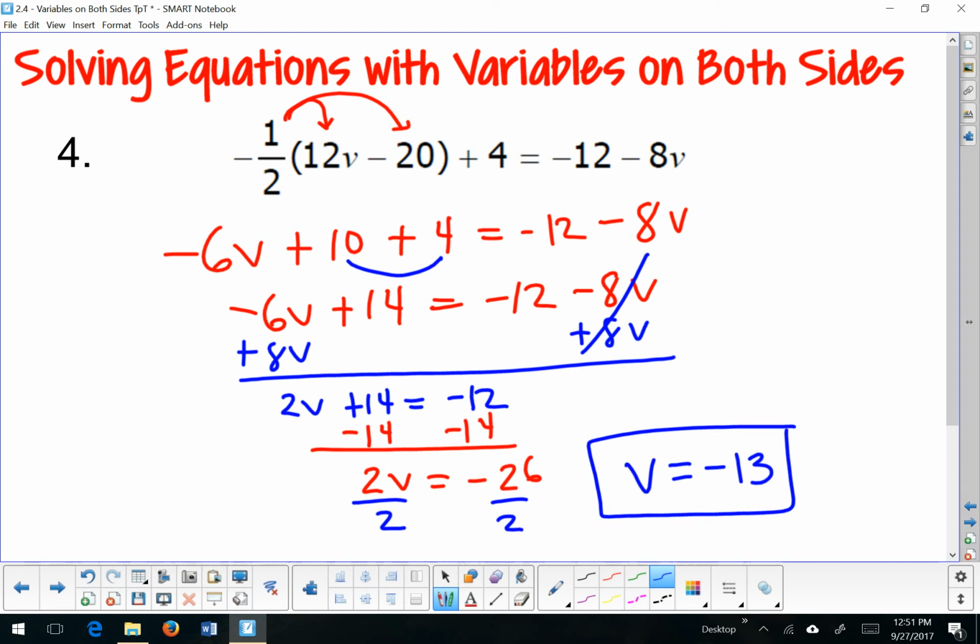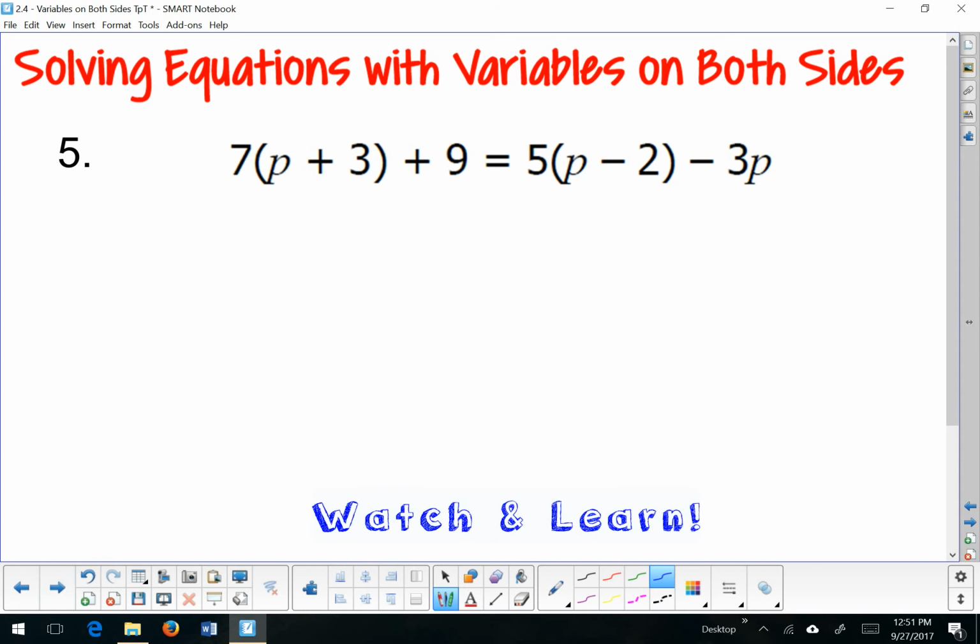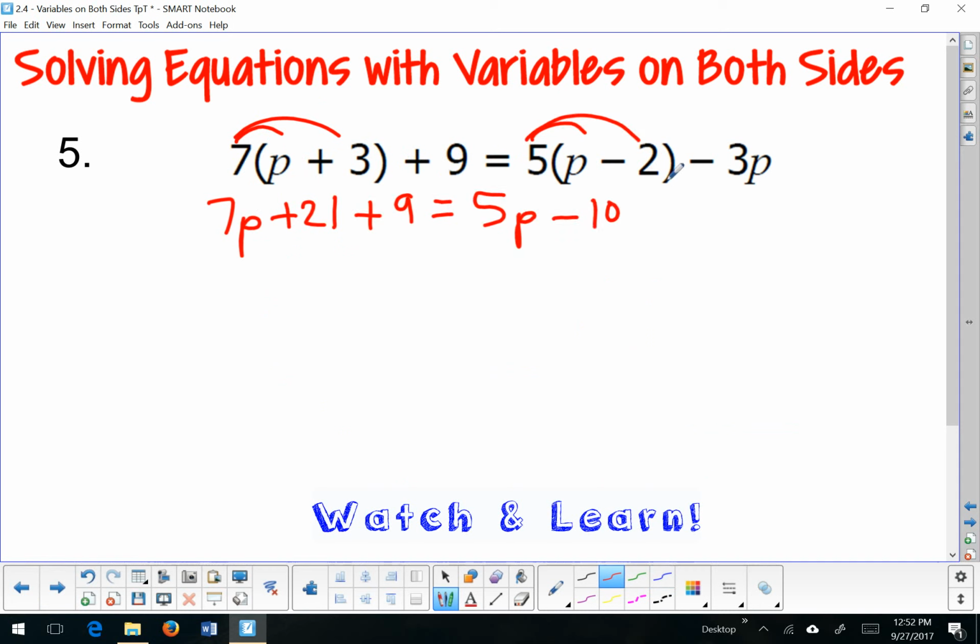All right, we're going to look at one last question, and then you're going to try the final 2 examples on your own. Last question has the distributive property on both sides of the problem. So on the left, I'm going to get a 7p plus 21, and I stop distributing and just copy the rest. On my right, I'm going to get 5p minus 10. I'm going to stop distributing because I hit the end of the parentheses, and I'm just going to copy the rest.